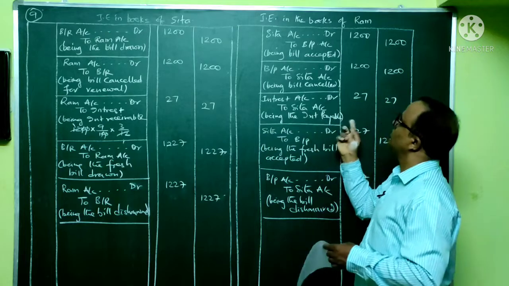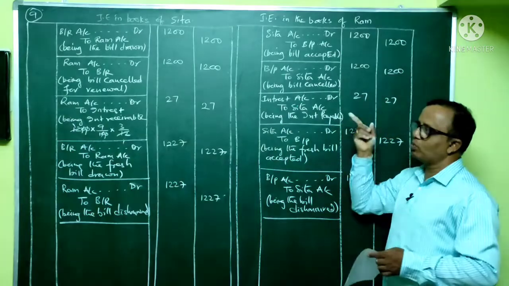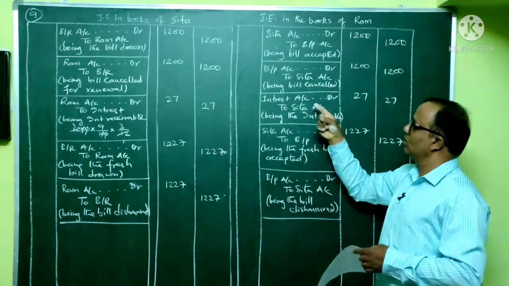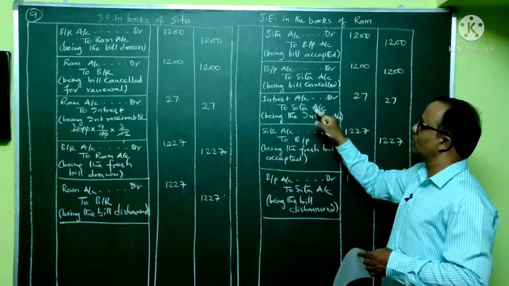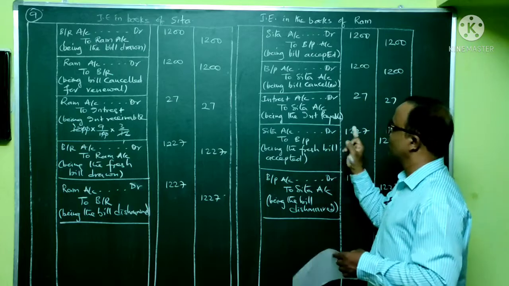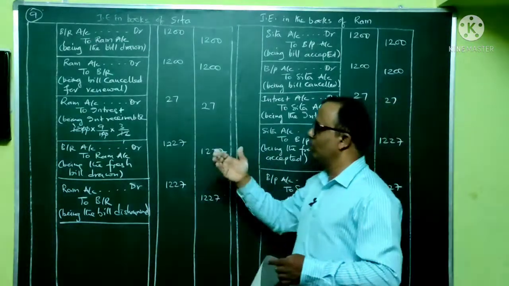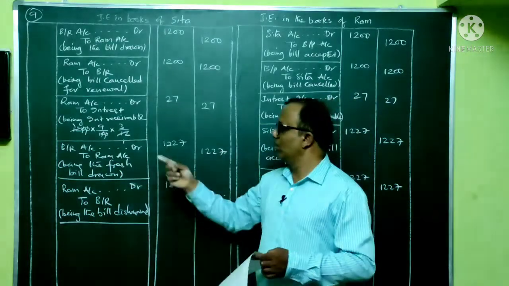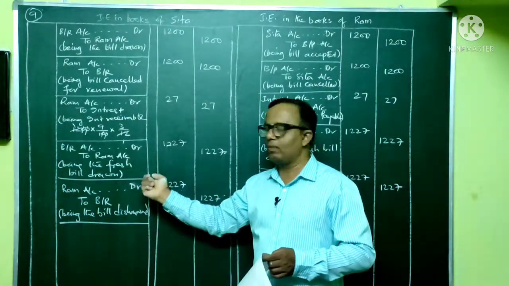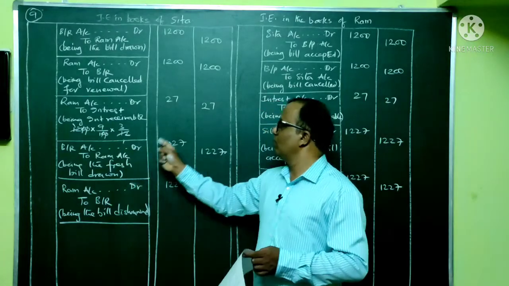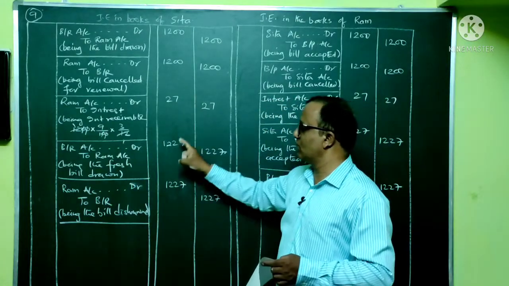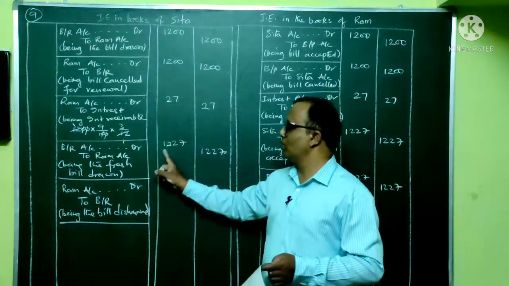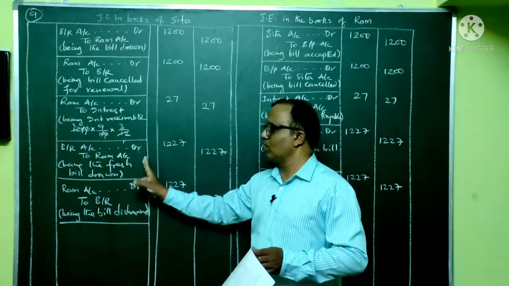Whereas in the books of Ram, if you observe, Ram is supposed to pay interest to Sita. So this interest is an expense to Ram, a nominal account. So Interest Account Dr. to Sita 27 rupees, being the interest payable. Then after that, a fresh bill is drawn by Sita. When the fresh bill is drawn, Bills Receivable Account Dr. to Ram, with the old bill amount 1200 plus 27 rupees towards the interest, totally 1227 rupees. Fresh bill is drawn, Bills Receivable Account Dr. to Ram, that is the entry.